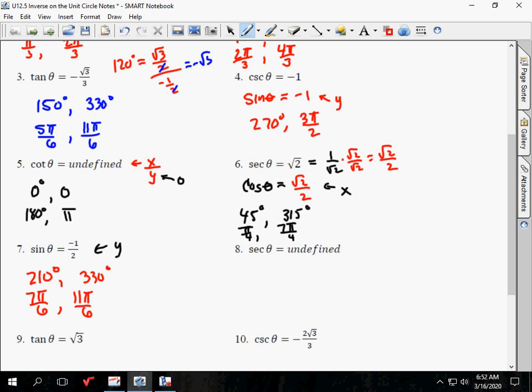All right, number 8, secant is undefined. So secant is the reciprocal of the cosine, and cosine is our x. So we want to know when is x equal to 0, because secant is 1 over x, the reciprocal of the cosine, which is x. So now find out when, again, is the x value 0. So x is 0 at 90 degrees, and that's pi over 2. And then directly down below it is 270, and that's 3 pi over 2.